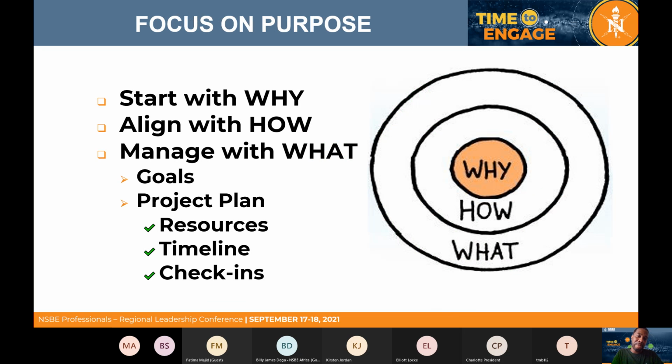And when you're making your plans for the year, you want to focus on purpose. So you want to start with the why that we mentioned before. What's the motivation for why you're doing what you do? Then you align your why with the how. So how you actually execute, and then you manage with the what. So goal setting, project planning, and whatever resources that will help you execute your plan.